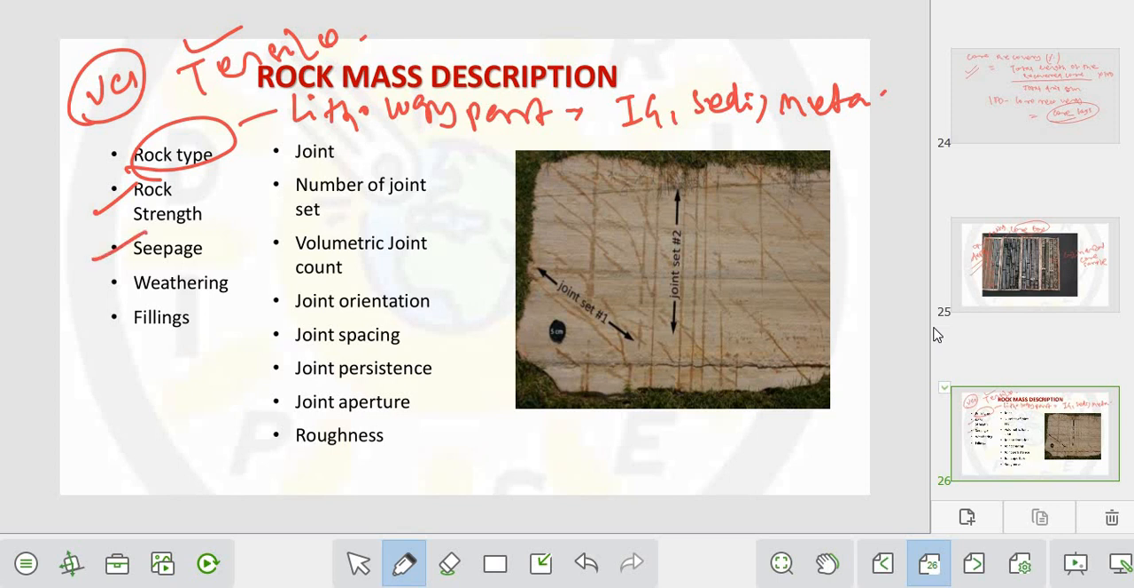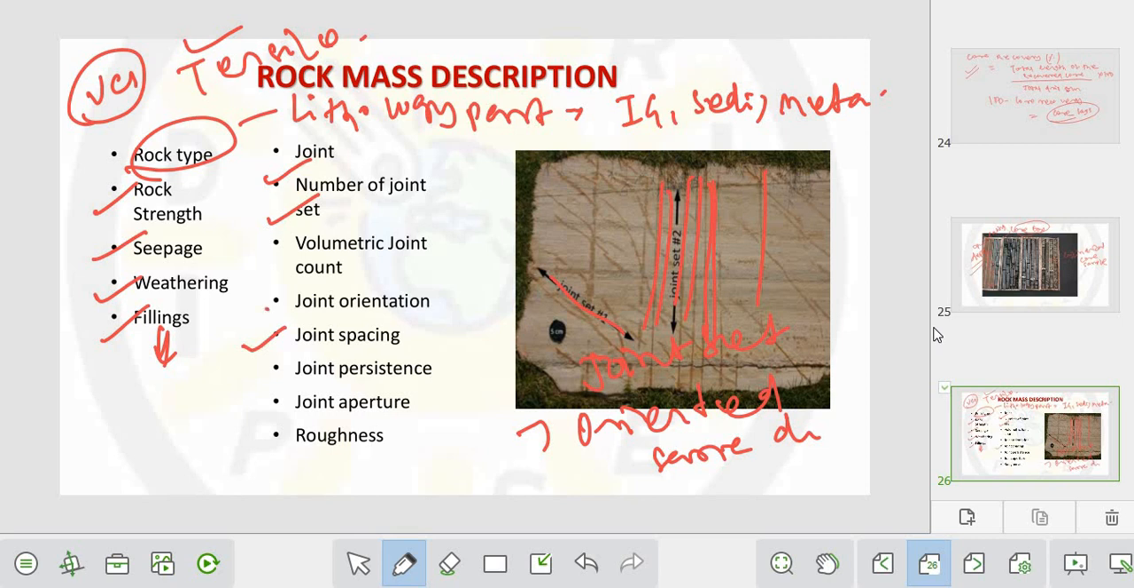Seepage, is there any groundwater seepage or not? Their weathering pattern, ठीक है? Their filling material, whether this type of joint or any type of discontinuity is filled with any type of secondary material or not. Joint, number of joint set. So see, this is the joint set, right? Joint set उस दिन बताया था ना. So this is oriented in same direction, है ना? So that is called one joint set. So this is another joint set. So this is perpendicular in nature, right? This type of joint. The joints having the same orientation are called a joint set. A number of joints that have been oriented in the same direction.